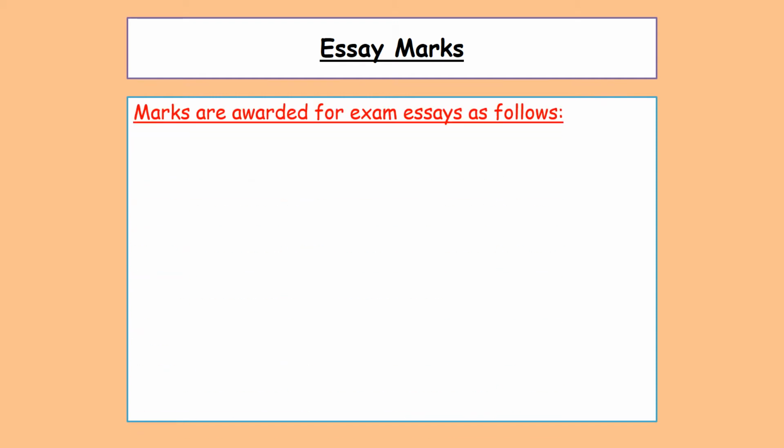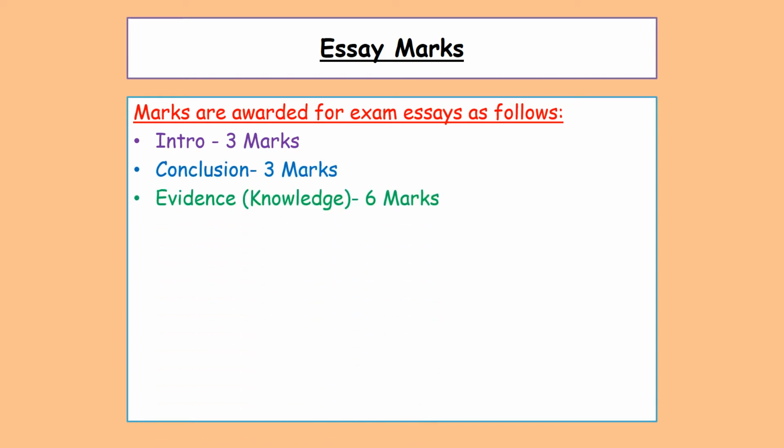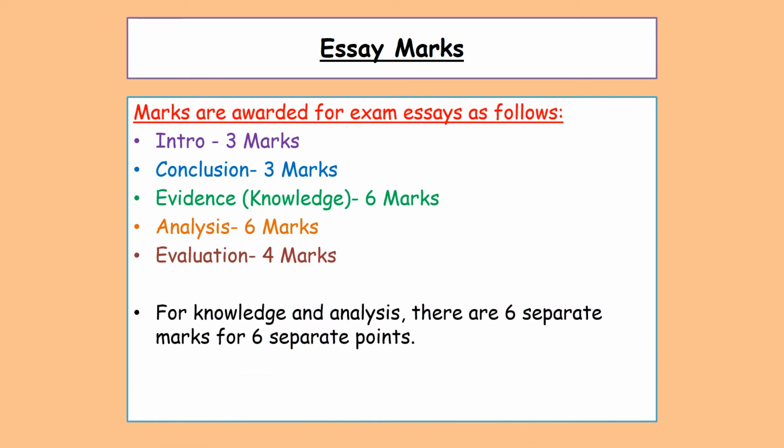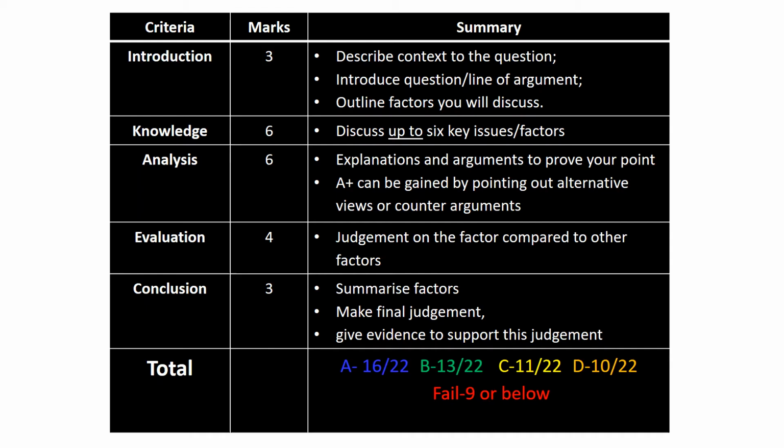Now for your essay marks, again, this is just all a recap, so we should know this already. Marks are awarded in your essay for 3 marks for your intro, 3 marks for your conclusion, 6 marks for KU, 6 marks for analysis. Remember, they're broken down to analysis and analysis plus, and 4 marks for your evaluation. Now for your knowledge and analysis, remember there's 6 separate marks for the 6 separate points and the other elements of that as a whole.